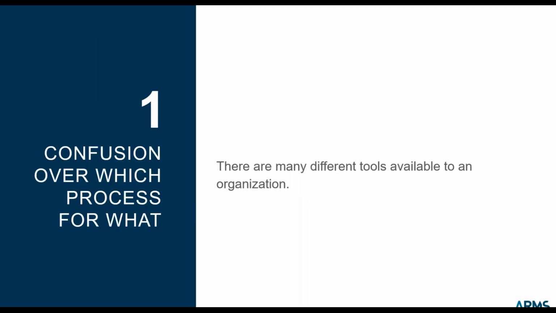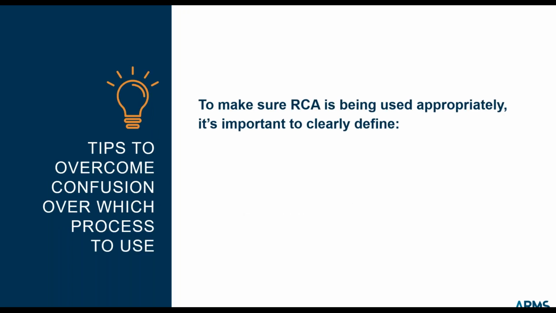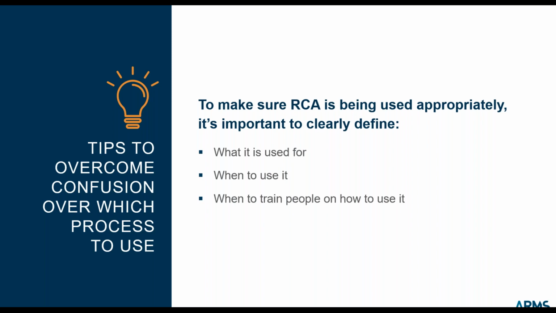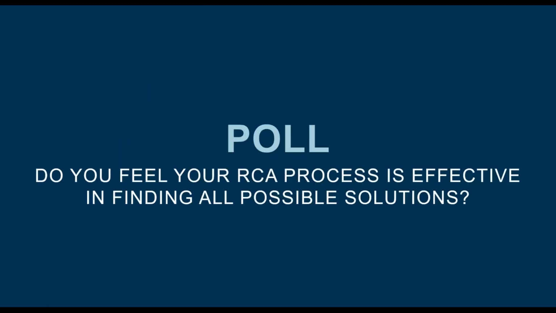So the first one we're going to go through is confusion over which process for what. There are a lot of different tools out there for different issues that you might be having. RCAs themselves are very useful to try and prevent recurrence of past problems. So one of the things that you need to do is know when to use them. How you can help overcome that is defining what an RCA is going to be used for, when you'll be using it. You need to train people so that they are ready to use the process, and making sure that you have a clear structure and process around RCAs.